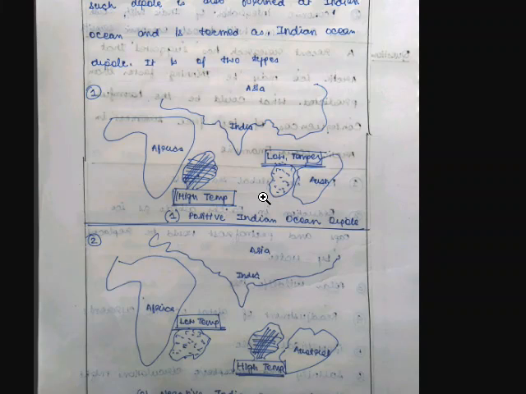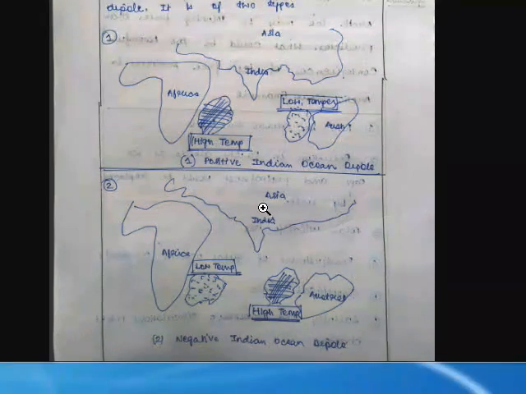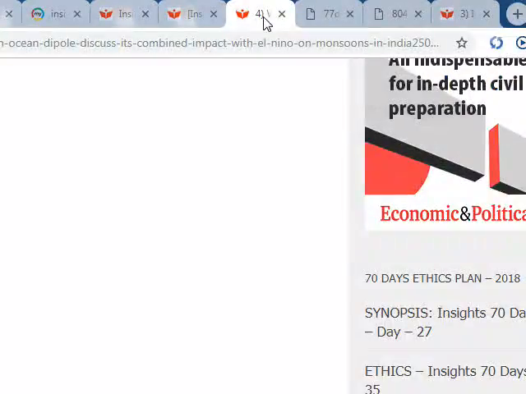It is mainly of two types. You can see on the Africa side high temperature and low temperature. Here is the positive Indian Ocean Dipole, and here in the negative Indian Ocean Dipole, you can see in Africa low temperature, and in Sumatra and Java there is high temperature. And positive Indian Ocean Dipole is very important and very good for India. Okay, so thank you.